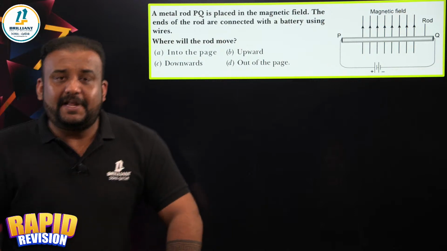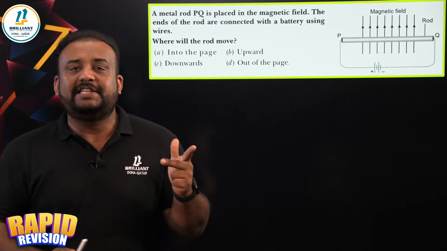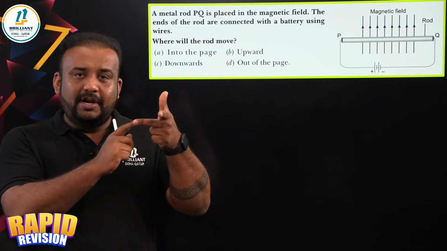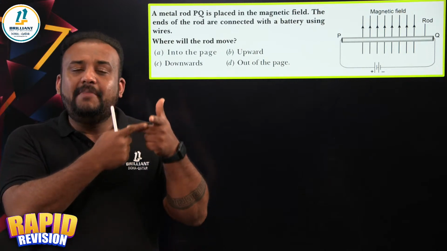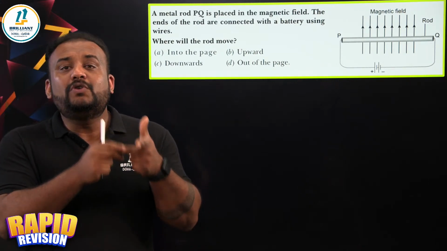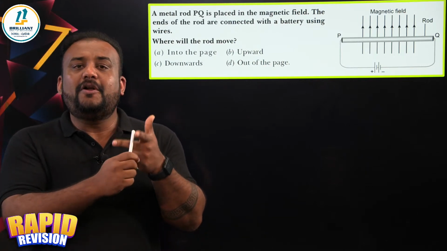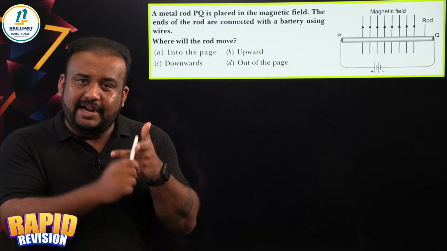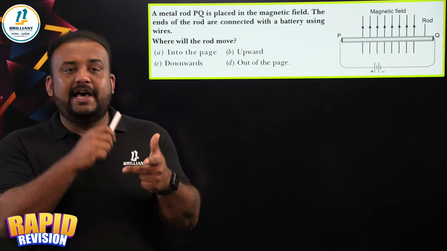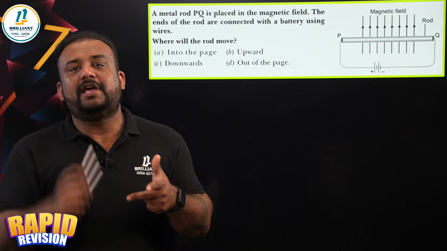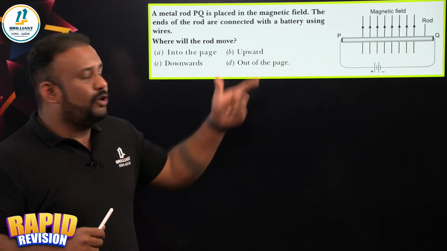Yes, Fleming's left hand rule is what we use. What does it say? It says if you hold the three fingers, the thumb, the forefinger and the middle finger in mutually perpendicular direction, such that the forefinger indicates the direction of magnetic field, the middle finger indicates the direction of current, then the direction in which your thumb is pointing will be the direction of the force acting on the conductor. So look at this case.